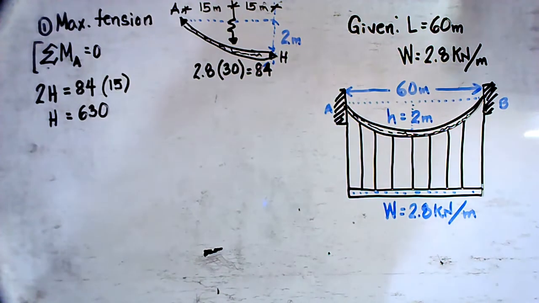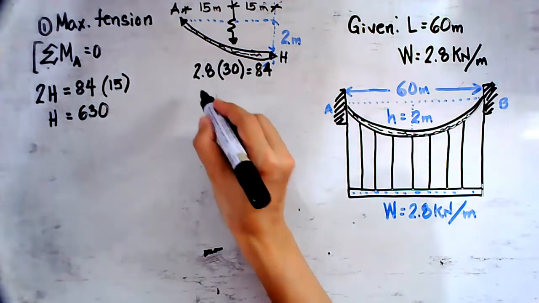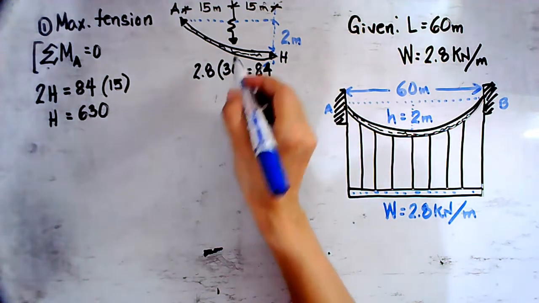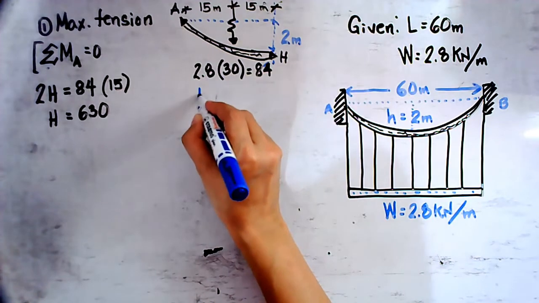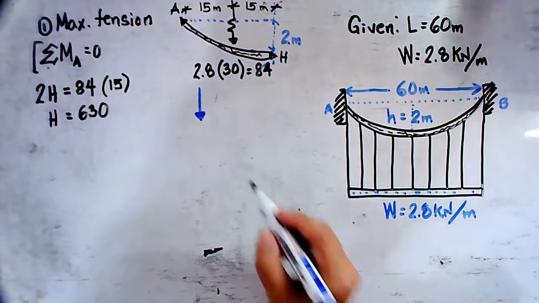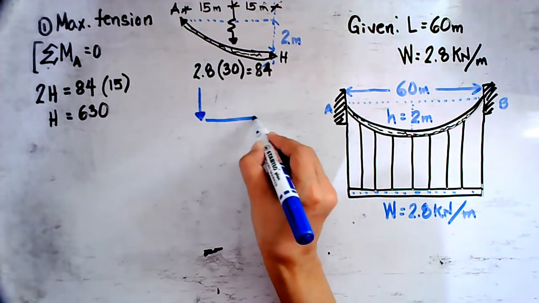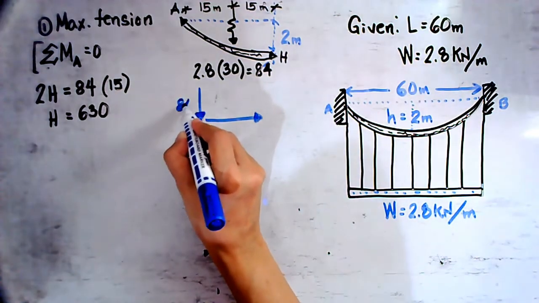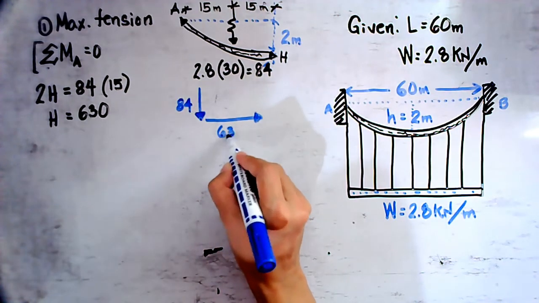Now, in continuation, we are going to make use of the Pythagorean theorem to determine the value of the tension. If you draw a free body diagram for the forces acting in the parabolic curve, you would notice that we have here 84 kilonewton going down. And then of course you have the value for H here, which is 630. By the way, this is 84 and this is 630.